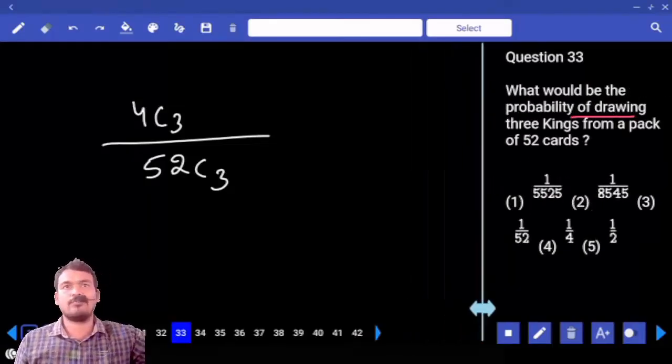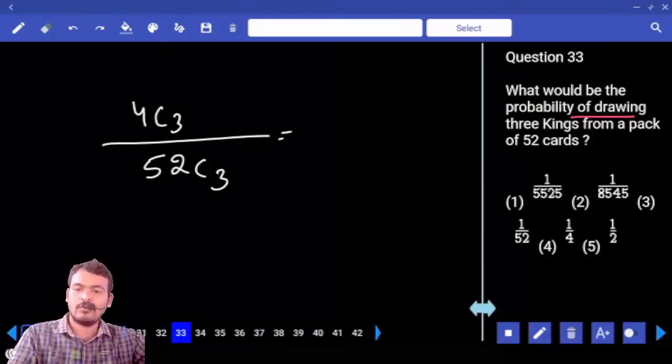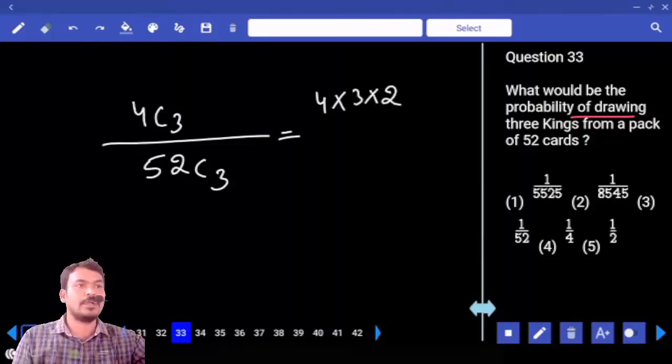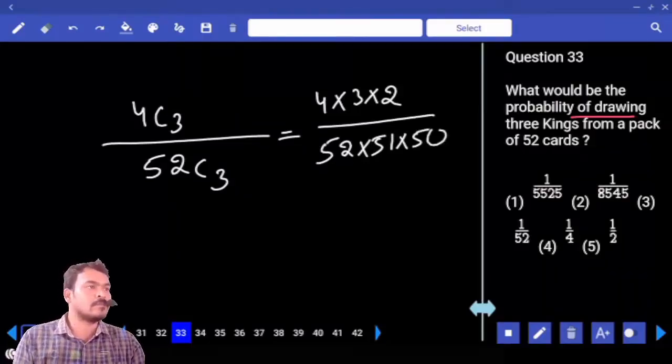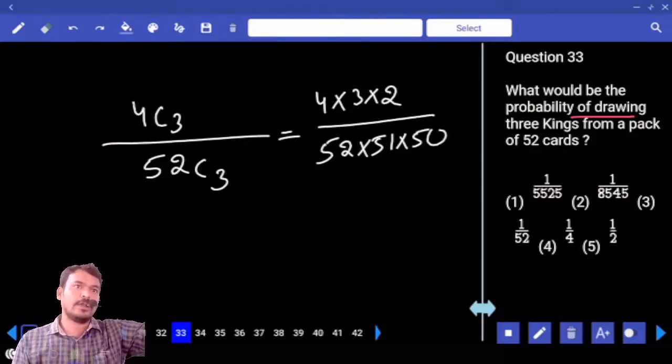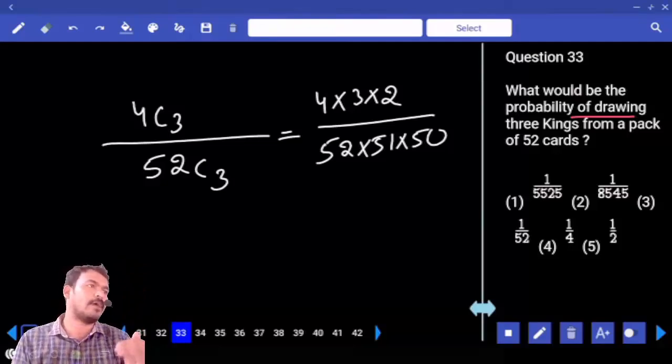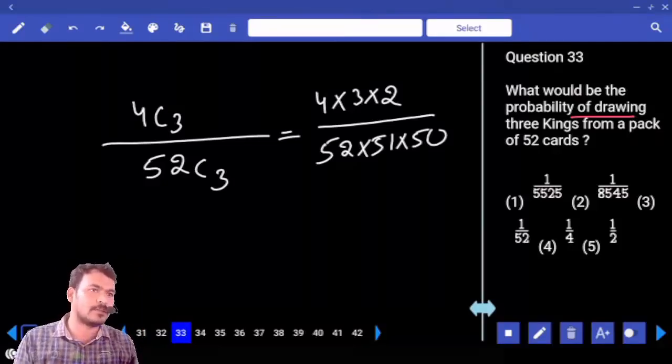Number of kings is 4. In those 4 kings we choose 3. Nothing but 4 C3 by 52 C3. 4 C3 means 4 into 3 into 2, denominator 1 into 2 into 3. Again the denominator 52 C3 is 52 into 51 into 50, with denominator 1 into 2 into 3. Both are cancelled.